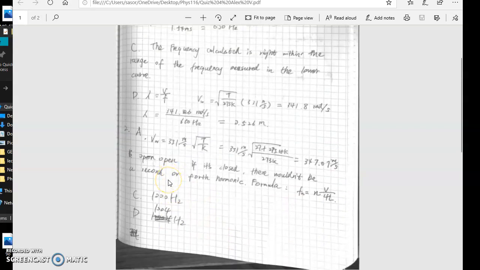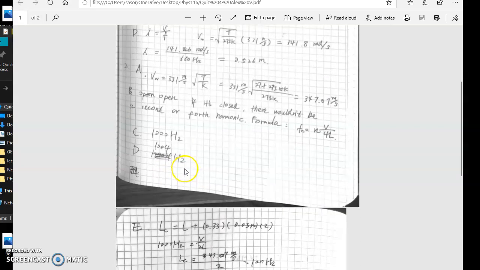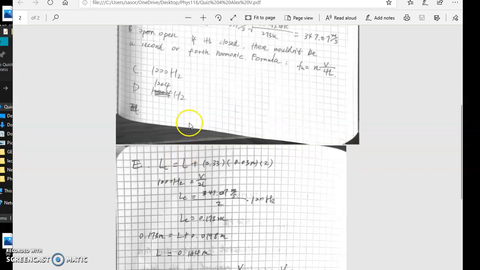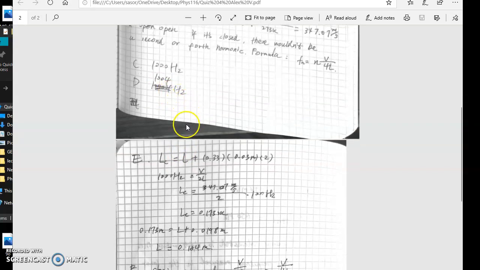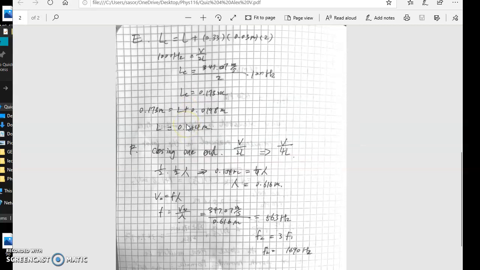So in C, it's asking us to answer for the fundamental frequency, which is 1000 Hertz, and D, it's the first overtone, which is 1004 Hertz. Now, onto the second page.